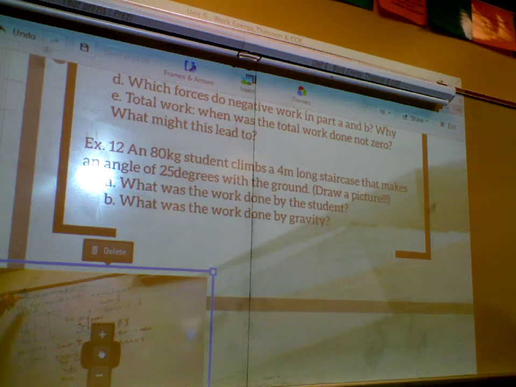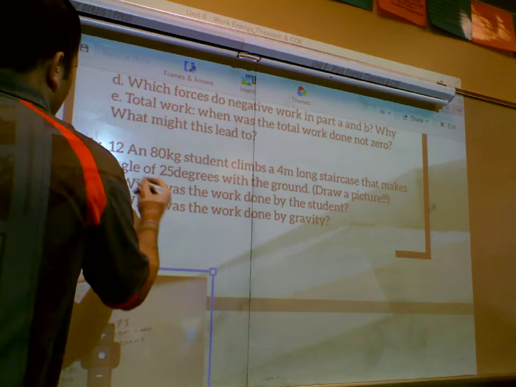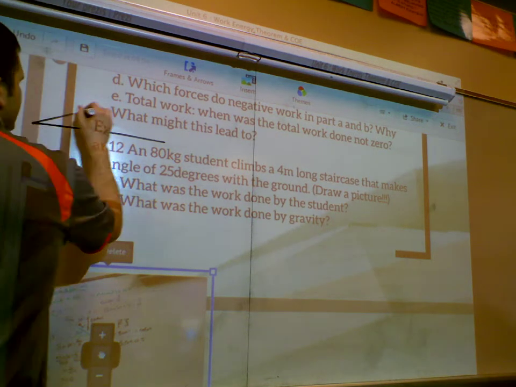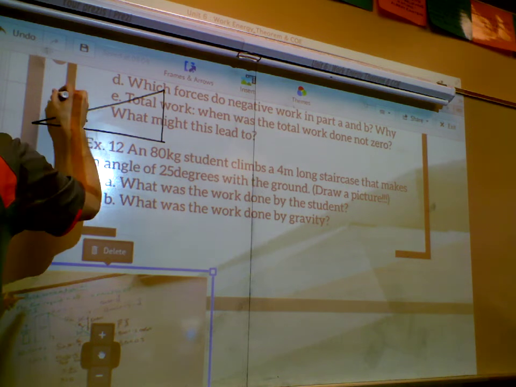Alright, guys. So, an 80 kilogram student climbs a 4-meter long staircase. That makes an angle of 25 degrees from the ground. Draw a picture. What's the work done by the student? What's the work done by gravity? So, here's our staircase. Angle here is 25 degrees.